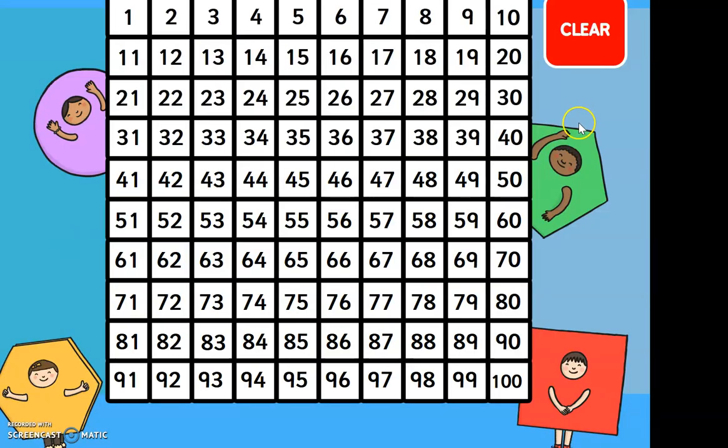And looking at the 100 squares, we can see that all the way down the right-hand side with the zeros are our counting by 10s. So 10, 20, 30, 40, 50, 60, 70, 80, 90, 100.